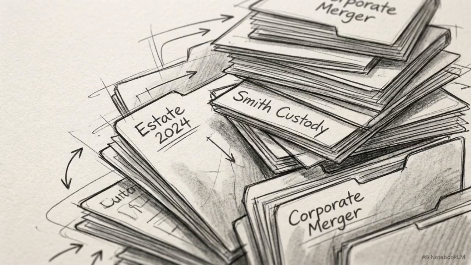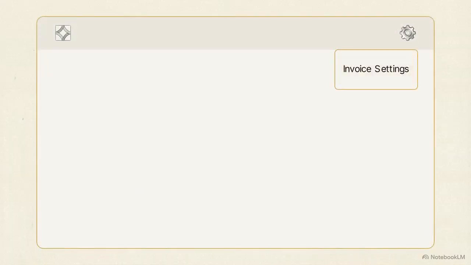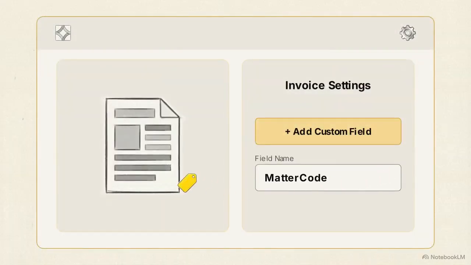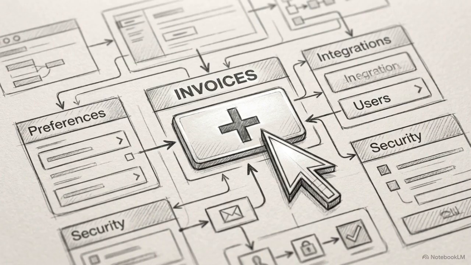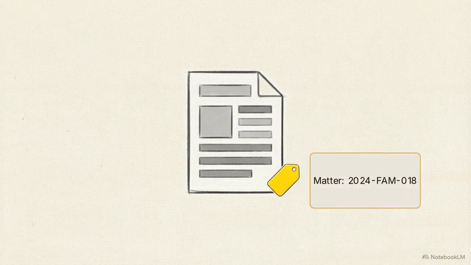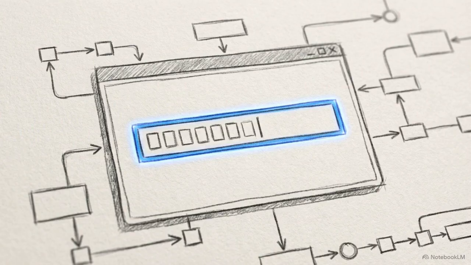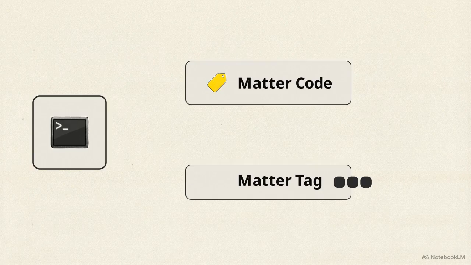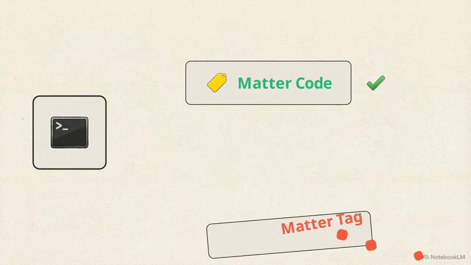Off-the-shelf QuickBooks is designed for standard product businesses. It cannot natively track distinct legal cases out of the box, so we have to implement a structural modification before writing our Python script. Step 1 is navigating to your QuickBooks invoice settings and creating a new custom data field. This gives you a dedicated space to tag every incoming payment to a specific legal case. You must follow a strict naming convention. This custom field must be spelled exactly as matter code.